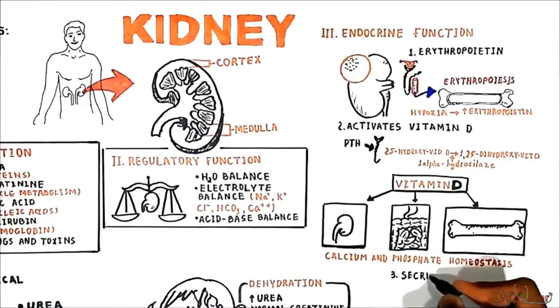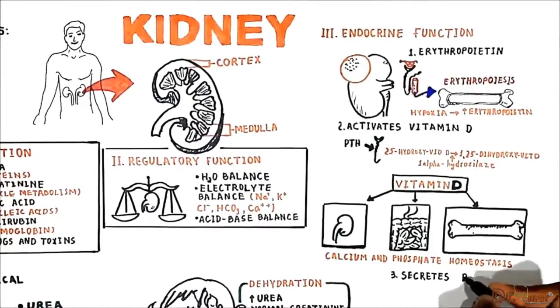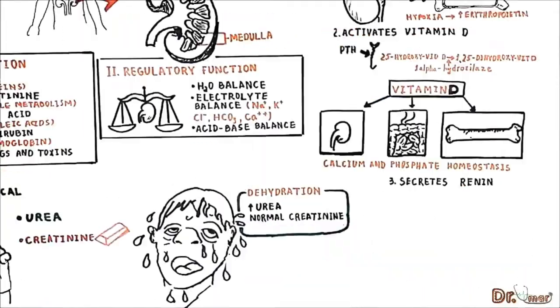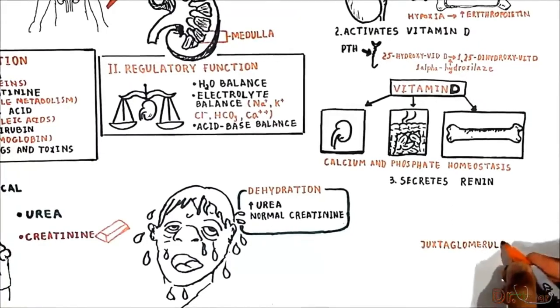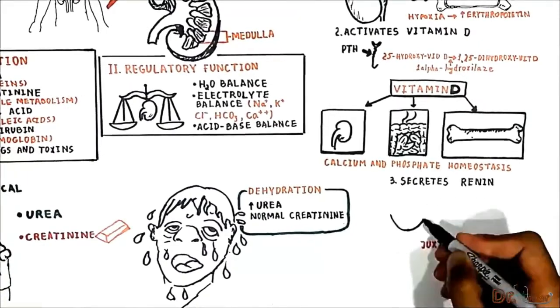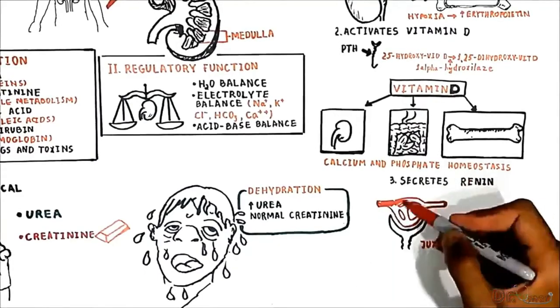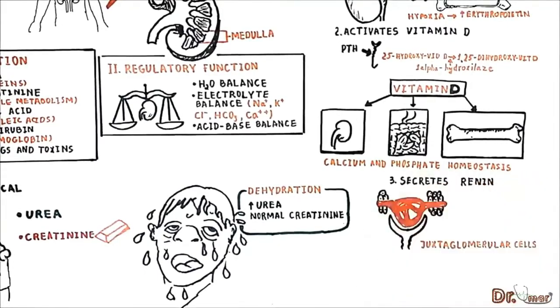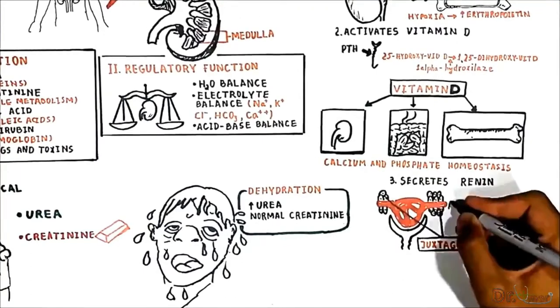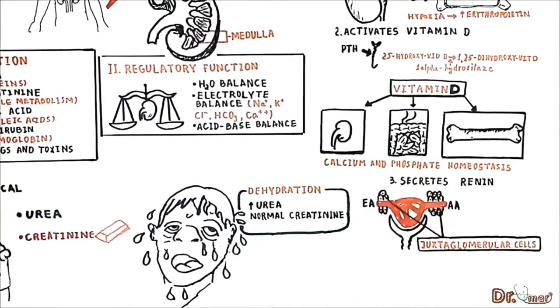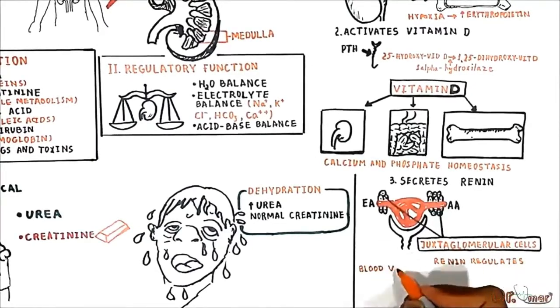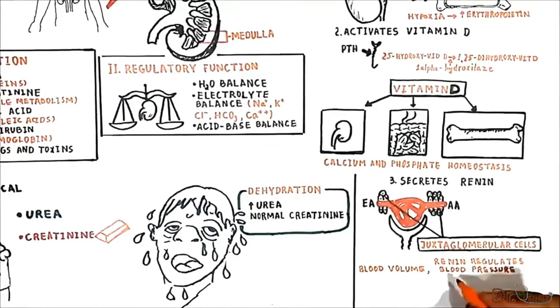The third endocrine function of the kidney is renin secretion. This enzyme is produced by juxtaglomerular cells. The juxtaglomerular cells are specialized smooth muscle cells, mainly in the walls of the afferent arterioles and some in the efferent arterioles, that deliver blood to the glomerulus. Renin regulates blood volume, blood pressure, and electrolyte balance.